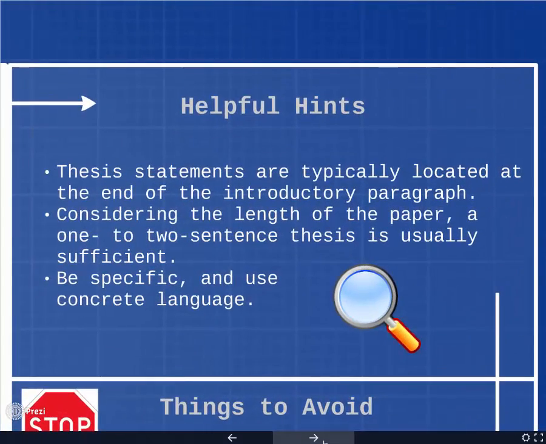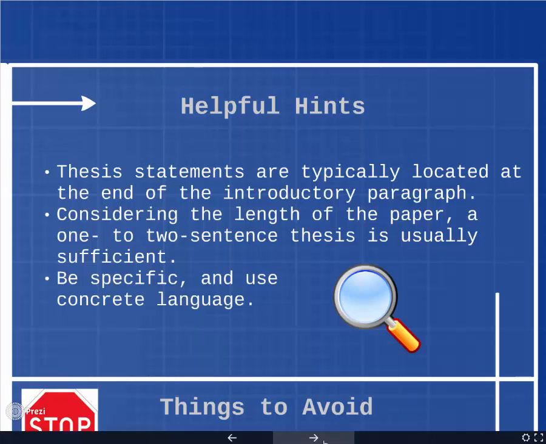Now, here's some helpful hints. Thesis statements typically are located at the end of the introductory paragraph. In the introductory paragraph, you'll identify the topic and eventually lead up into this statement. Now, considering the length of the paper, 1 to 2 sentences for a thesis statement is usually sufficient.